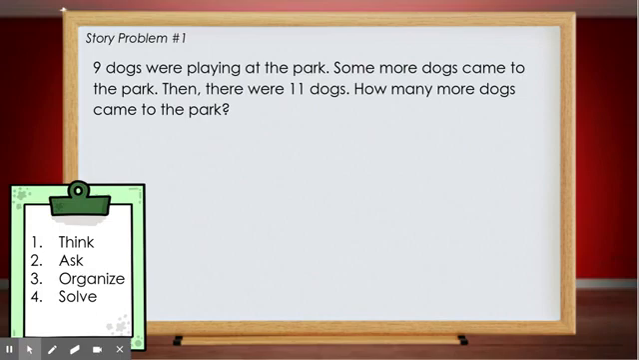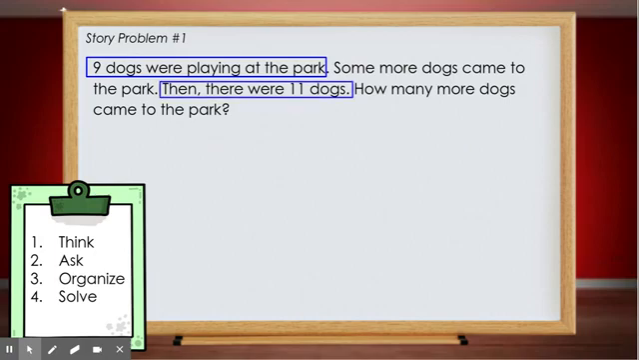So in looking at this problem, I notice that there are 9 dogs at the park. That's my first set of information. Then I notice there were 11 dogs at the end. Something that is not there yet is some more dogs, and this is my unknown number. Some more dogs came to the park.